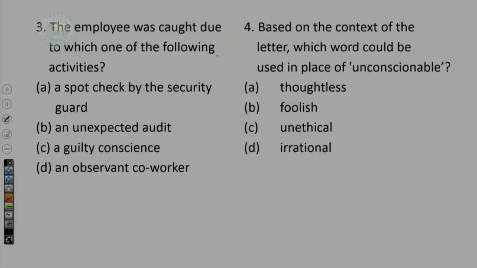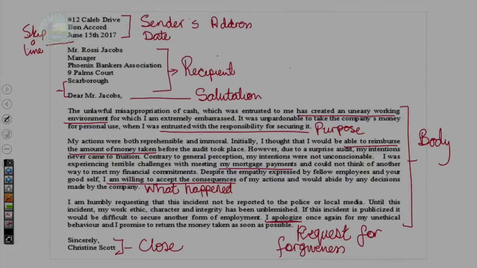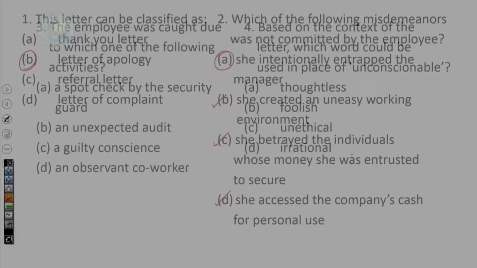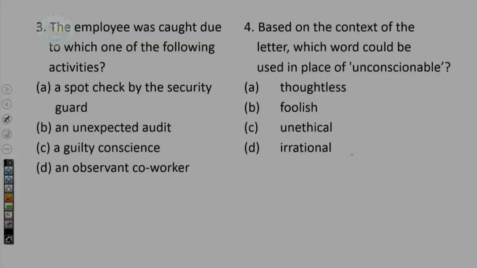Was it a spot check by the security guard? Was it an unexpected audit? Was it a guilty conscience or an observant co-worker? We go back to the passage. And our passage actually says that due to a surprise audit, her intentions never came to fruition. There was a surprise audit. Information taken directly out of the passage. So there was an unexpected or a surprise audit.